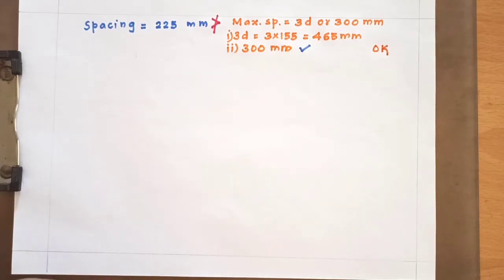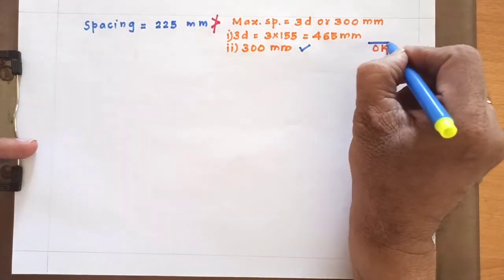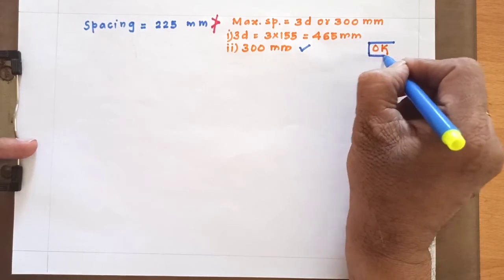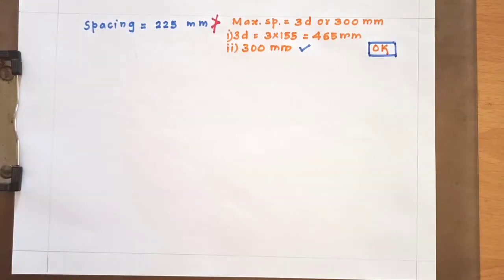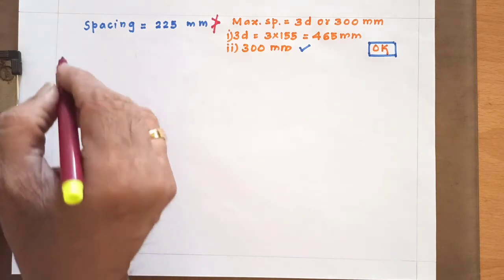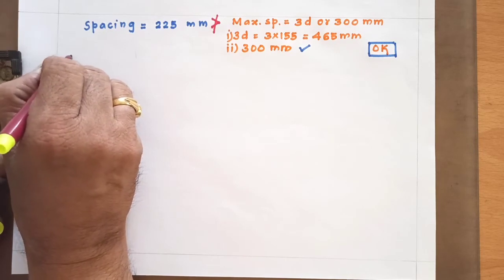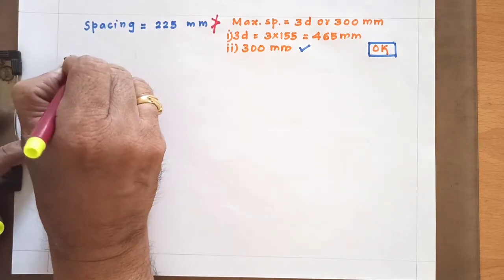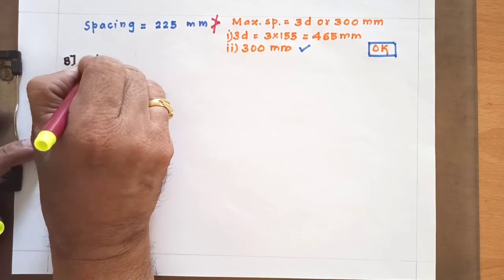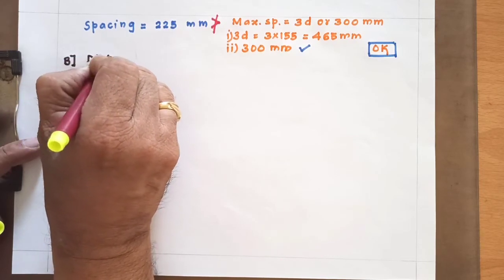Do you follow this? Check for maximum spacing. Okay, now the next step, that is part B, distribution reinforcement.